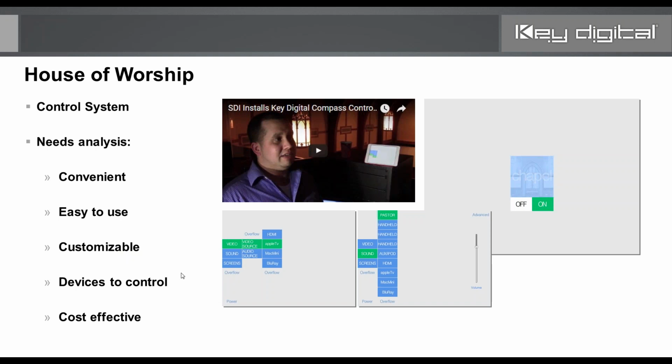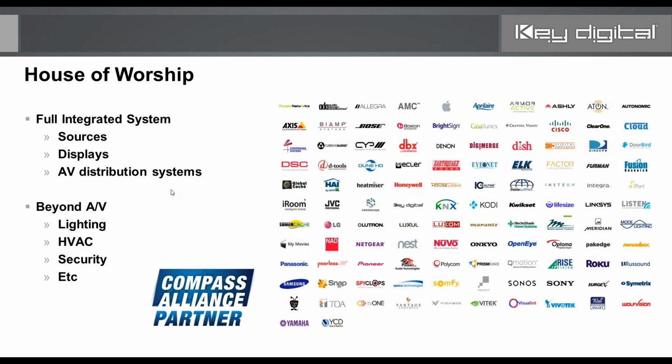They analyzed what all devices were needed to be controlled. Some were KeyDigital, but others were from other manufacturers, weren't they? For example, the Allen and Heath mixing console, and of course, as you mentioned, Compass Control really fit the price point needed. And here you could look at many of the Compass Alliance partners. They're also located on our website, so you could find the right product, the right match for your system.